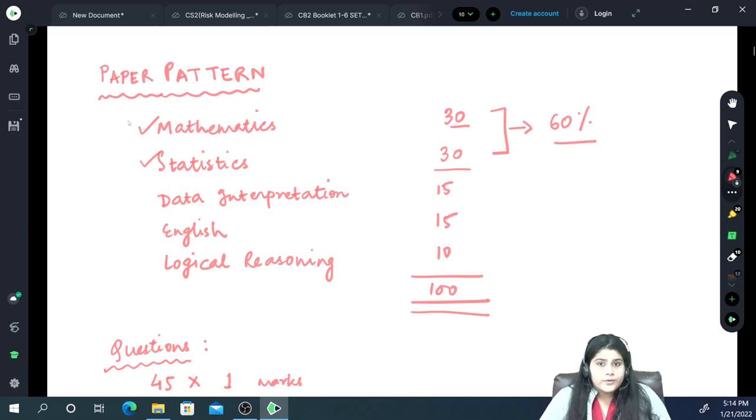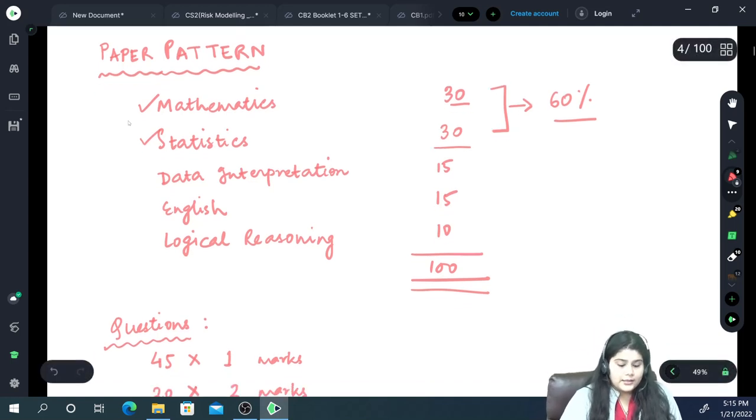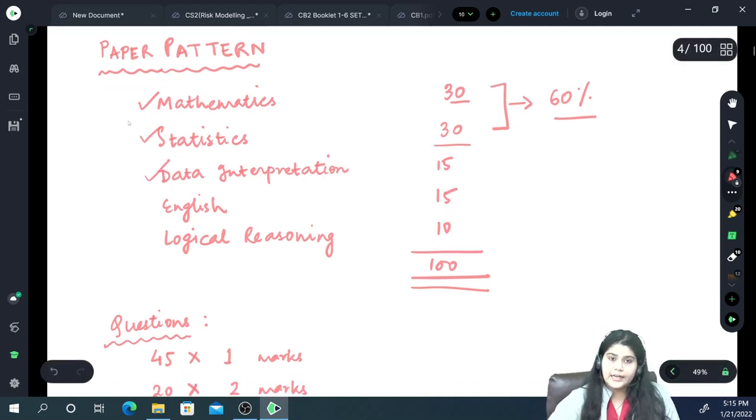So what all do we study in statistics? There are topics like probability, probability distributions, random variables, correlation, regression, and dispersion. Dispersion, of course, most of you must have done. However, the probability distributions part, which is a major chunk of the statistics portion, is something that will be new for most of you. So, after that, we have the data interpretation.